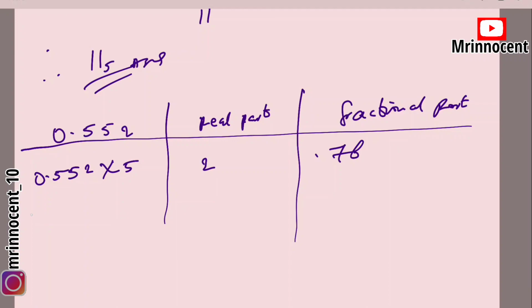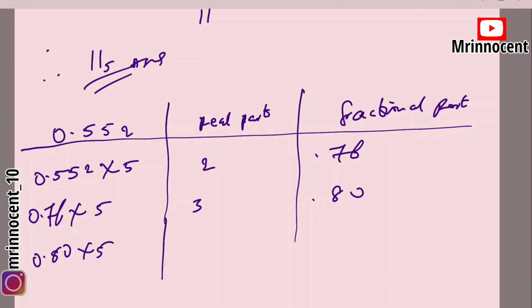So 0.76 multiplied by 5, you have 3.80. You have the real part is 3 and the fractional part is 0.80. So 0.80 multiplied by 5, you have 4.00. So the real part is 4, the fractional part is 0. You stop.